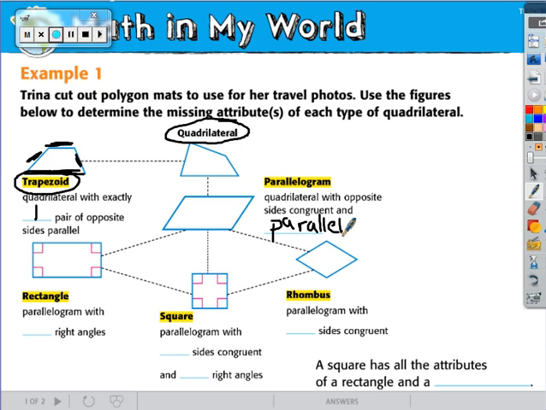They are congruent and parallel. Now, underneath parallelogram, we have three more shapes. This is important to know, because I have three more shapes under here, that means each one of these shapes is also a parallelogram. Okay? We're going to start with the one with 4 right angles.